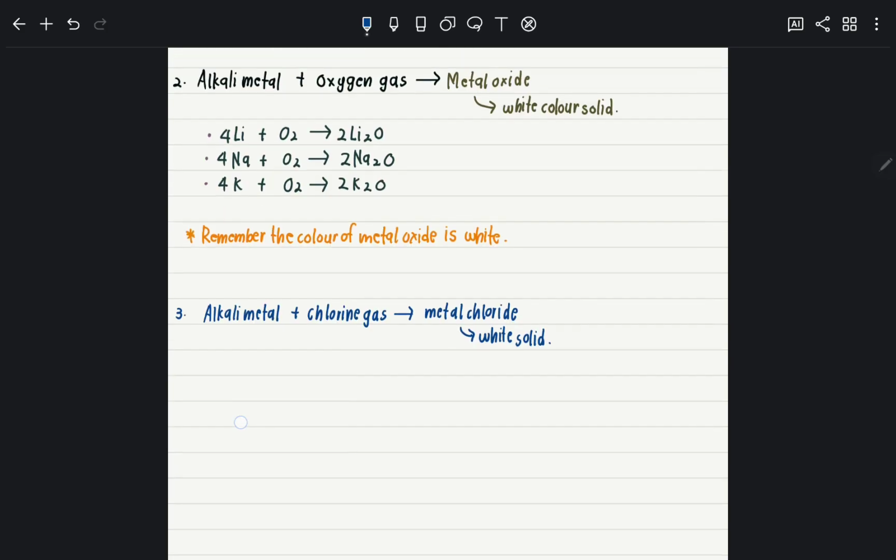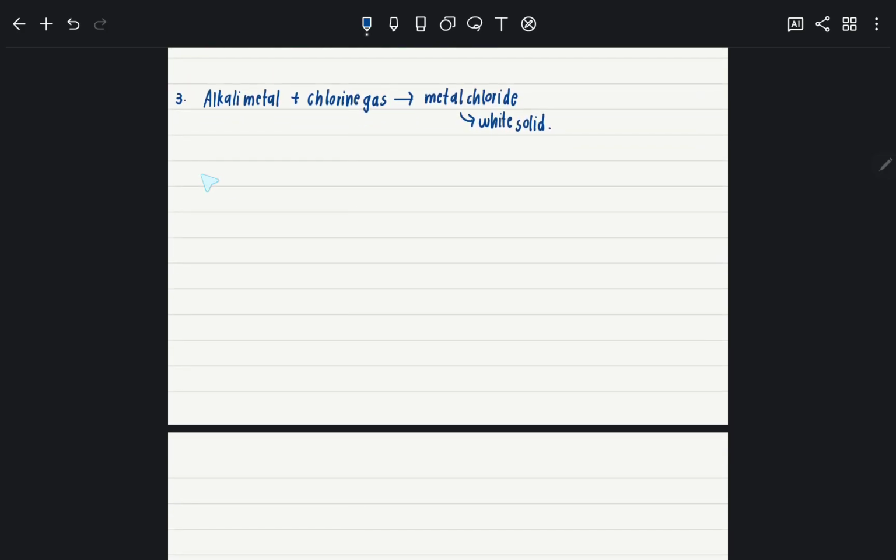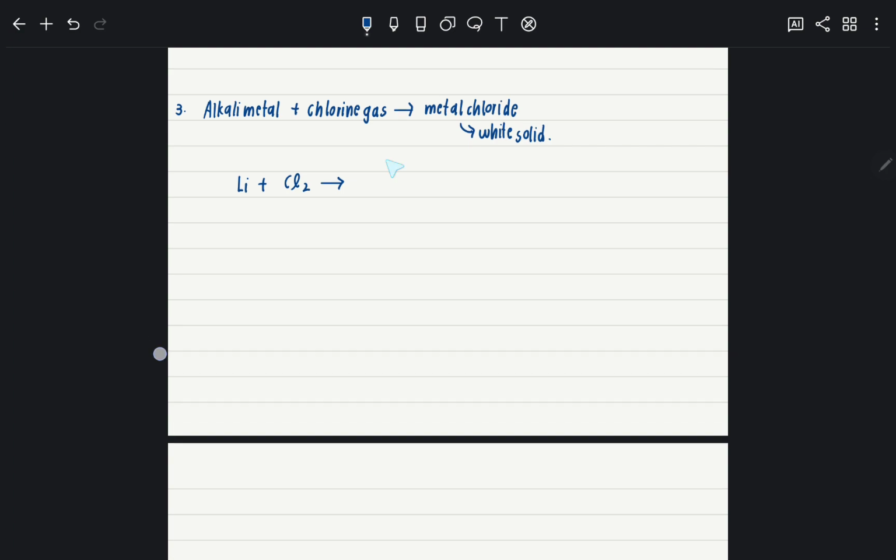Okay, so I give 3 examples. First example, your alkali metal is lithium. It reacts with chlorine gas, Cl2, so it will form metal chloride, right? So your metal is Li plus and chloride is Cl minus. Cross the charges, so it becomes LiCl. The minus is not actually there because of the cross charges. But Cl has 2.